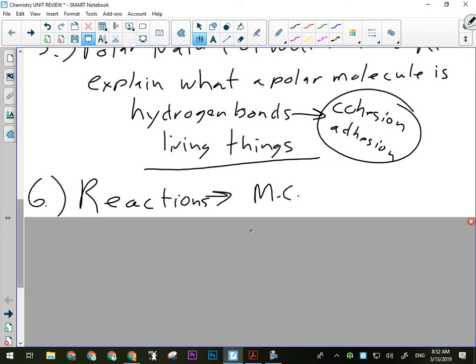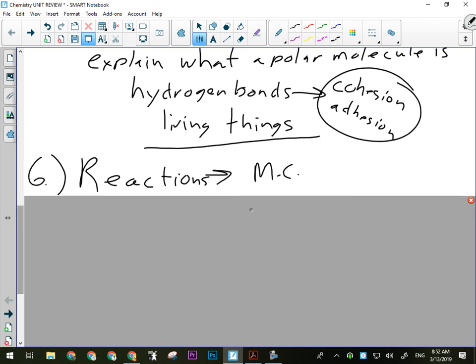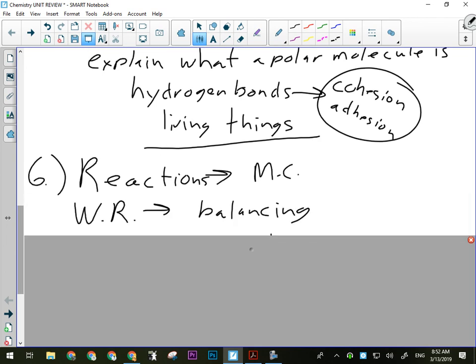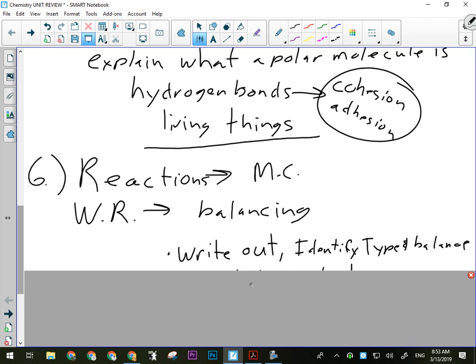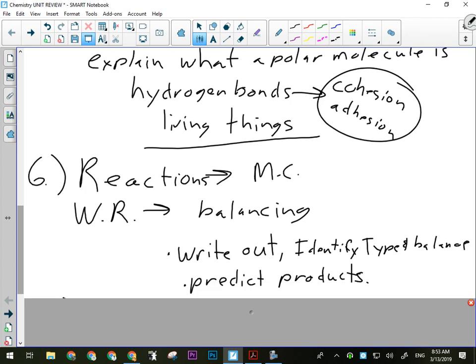But there's a lot of marks on reactions in both the multiple choice and the written response. So the first like 7 marks in the written response is here's 7 reactions, balance them. And that's it, just balance them. Then there's write it out in words, identify the type, balance, predict the products, just like I said a minute ago.